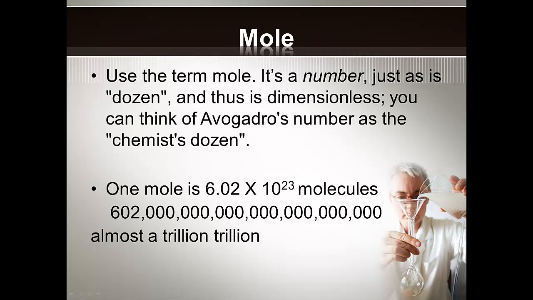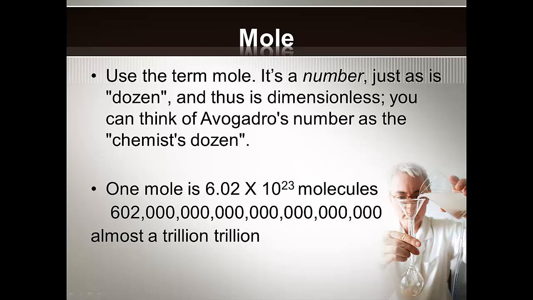Okay, so a mole is just a number. It's a number, just as a dozen, and thus is dimensionless. You can think of Avogadro's number as the chemist's dozen, if you like. The mole is defined as 6.02 by 10 to the 23 of anything, it can be molecules if you like. 6.02 by 10 to the 23 molecules. It's just a mole, 6.02 by 10 to the 23. It's a bit like a dozen, it's just a different number. Okay, it's almost a trillion.